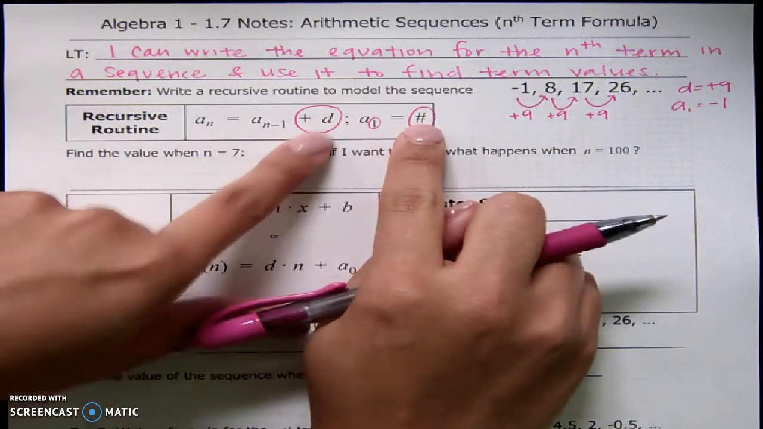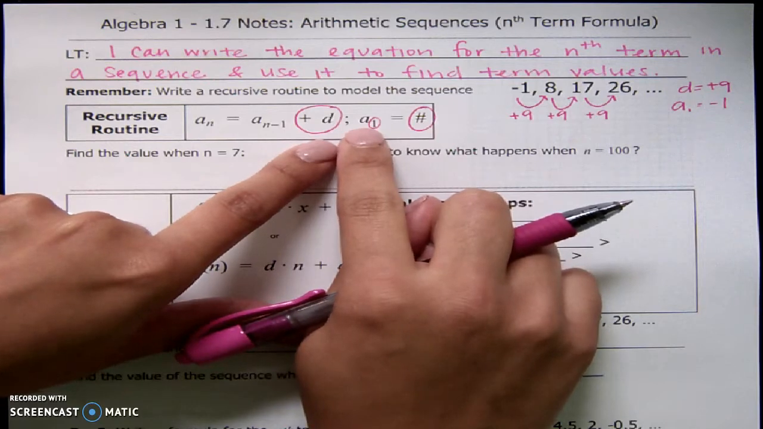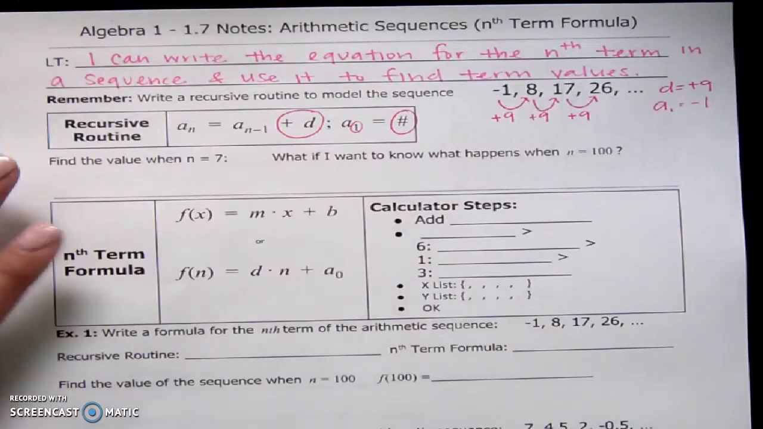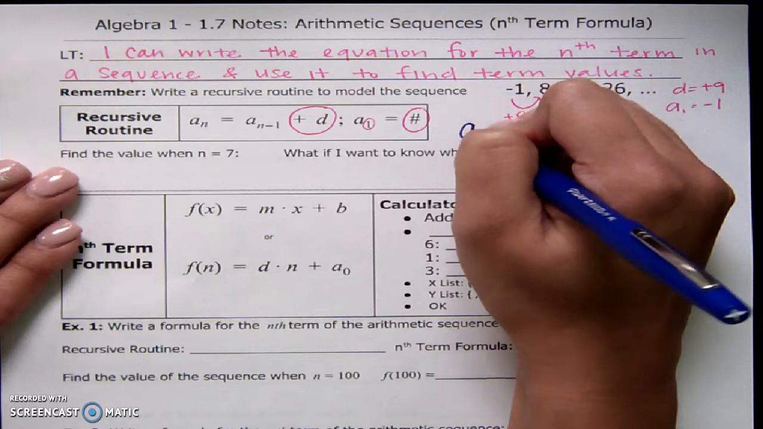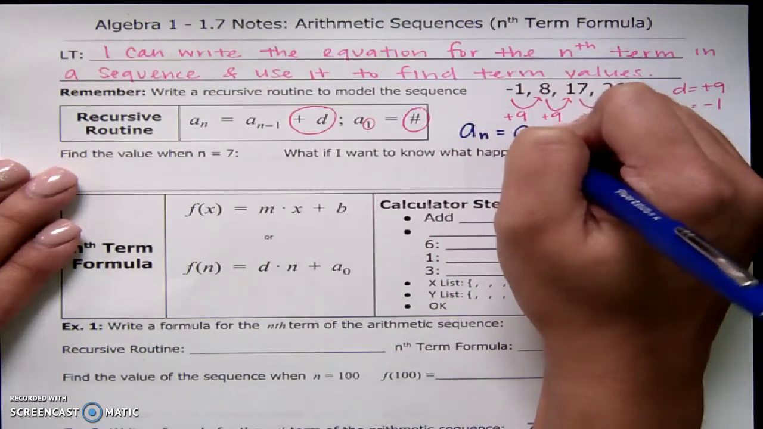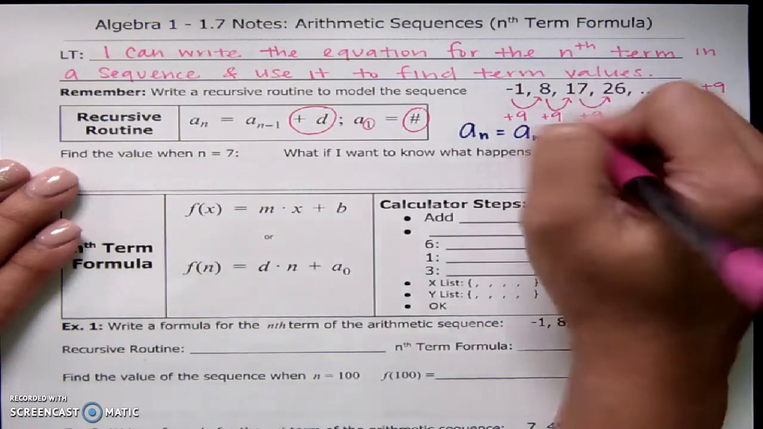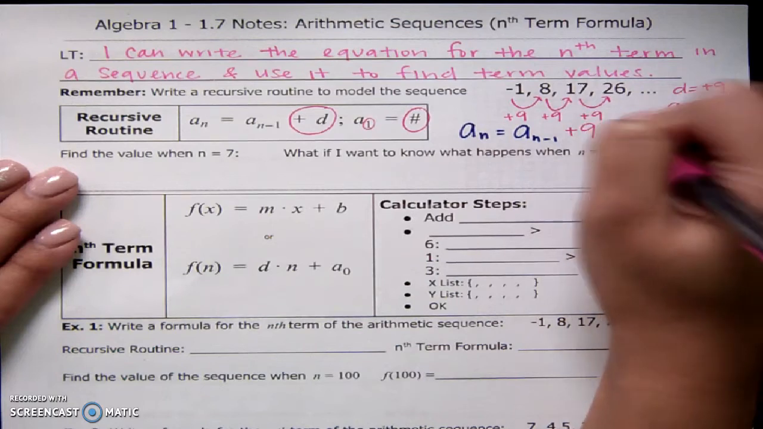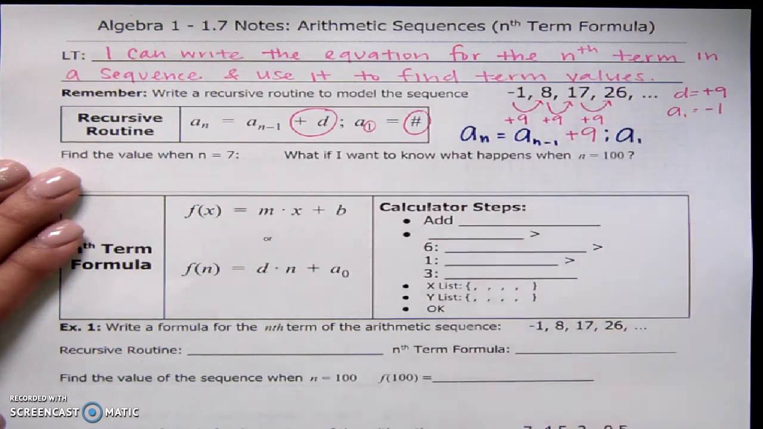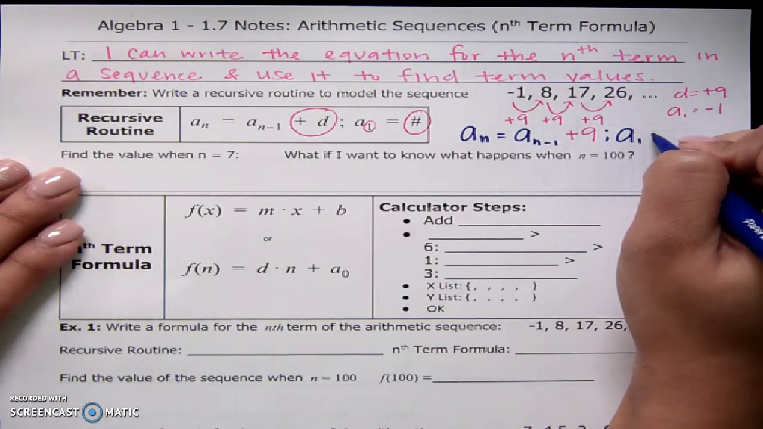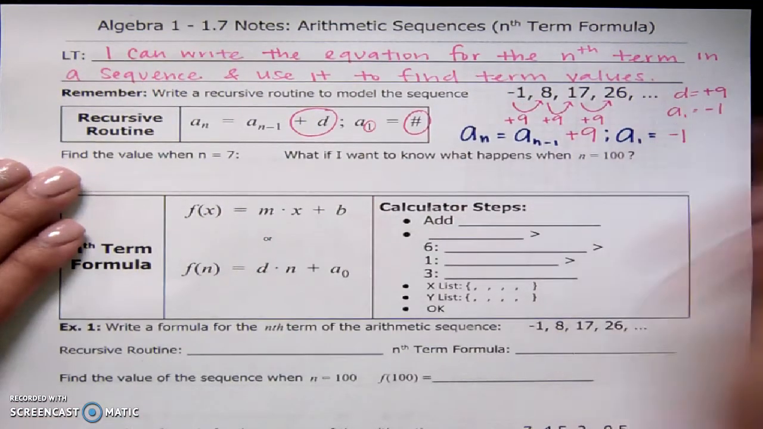Everything that is not circled, these two things are the only things that are going to change. This one is just to remind you that I'm looking only for the first term. Everything else stays the same. So to write the recursive routine, a of n equals a of n minus 1, my common difference is plus 9, so plus 9. And then all I need is a1, which is my first term. And the first term in this sequence is -1. Everything else stays the same.